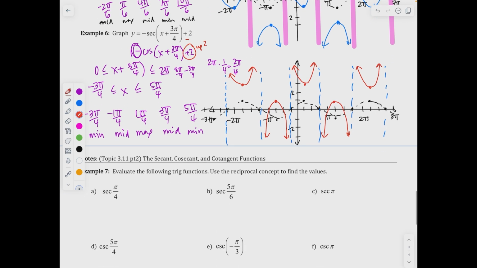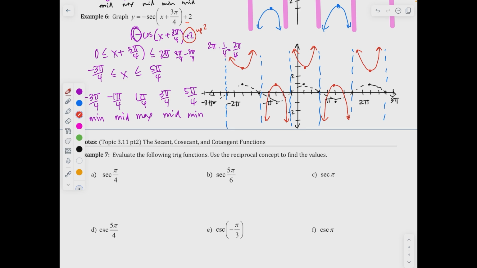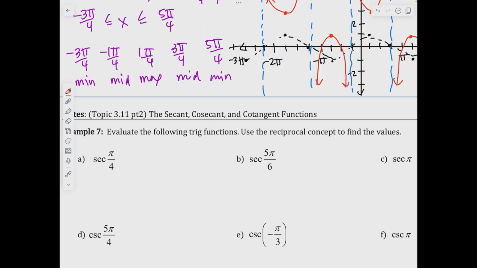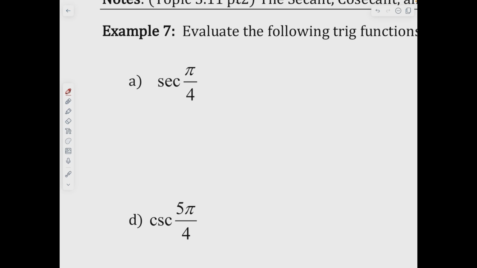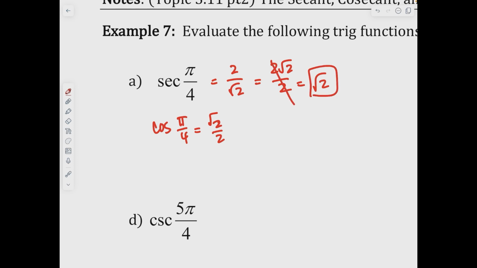Okay, last page, evaluate. So evaluating the trig function using the reciprocal concept. So what that means is this. If I have secant, secant of pi over 4 is the same thing as 1 over cosine of pi over 4. So consider cosine of pi over 4. Okay, so cosine of pi over 4 is root 2 over 2. So secant of pi over 4 is the reciprocal, so 2 over root 2. And if you rationalize that denominator, we're looking at 2 root 2 over 2. So we're just down to square root of 2.